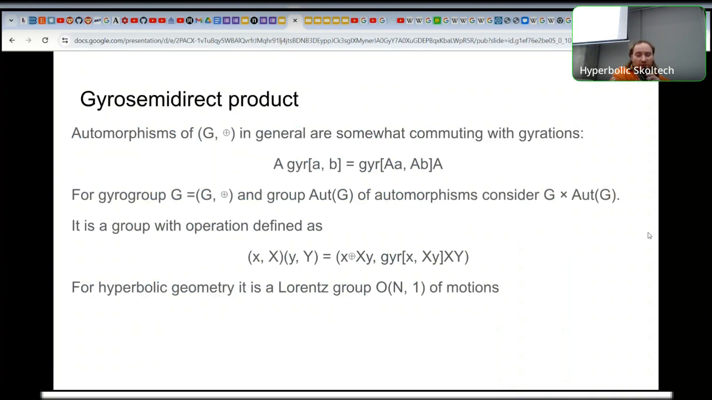So this is how the hyperbolic game is coded. Actually, for those of you who are familiar with group theory, there is a remark that you can construct a Lie group here from gyrosum and gyrators.